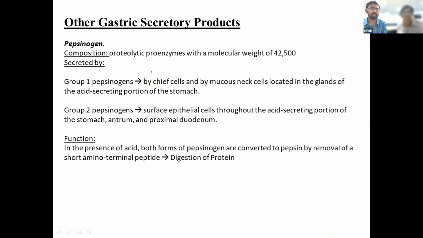Now, other gastric secretions include pepsinogen. Pepsinogens are basically proteolytic proenzymes, and they are secreted. There are two groups of pepsinogens, and they are mainly secreted by the chief cells along with other cells of the stomach. Their function is digestion of protein. Why are these two groups important? Because group 2 pepsinogens work over a larger spectrum of pH, and therefore even in the presence of a gastric ulcer, they are able to function.